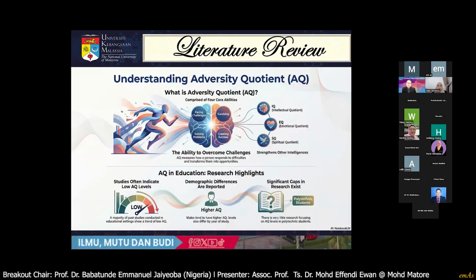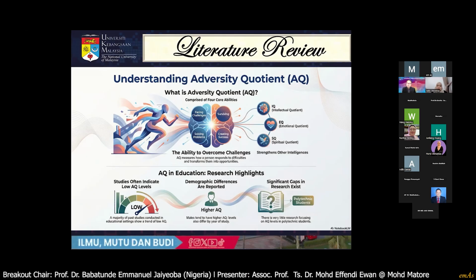When we look at the AQ, actually the AQ is correlated with any other Q or quotient. The AQ is actually correlated with the IQ, intellectual quotient, the EQ, emotional quotient, and also the spiritual quotient, or we call it the SQ. It helps people, especially those who study in the polytechnic or the technical students, to survive, create success, solve problems, and face the challenges.